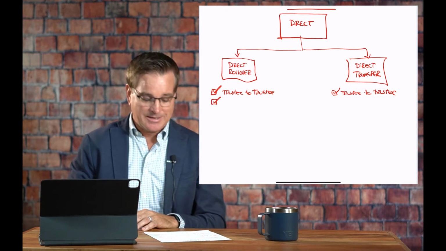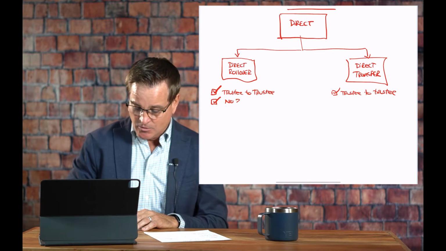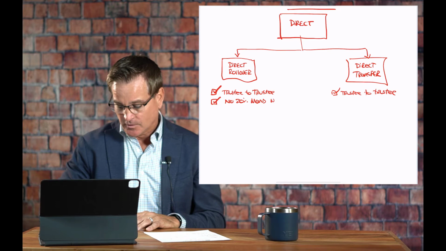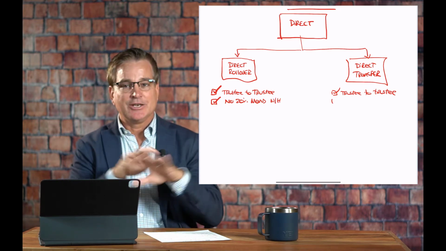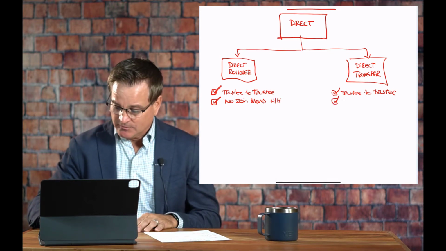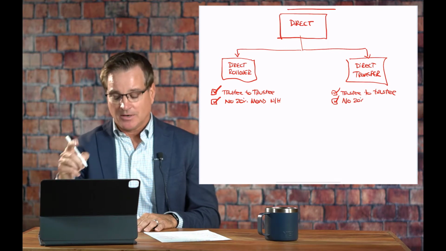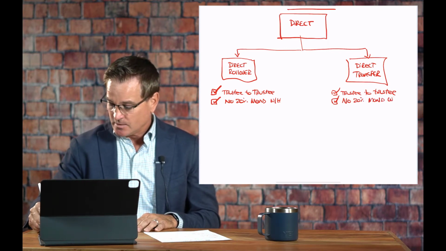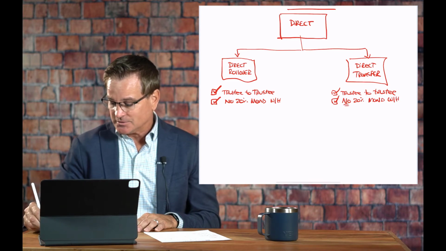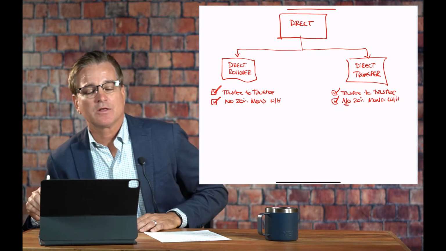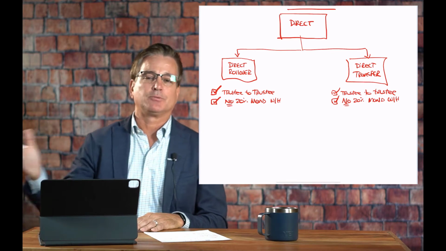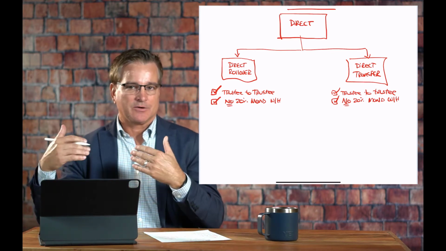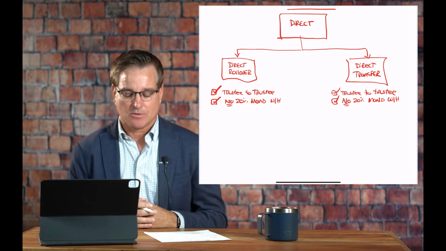Another similarity is there is no 20% mandatory withholding, okay? None in both of these methods. Now remember, again, in the indirect method we talked about last week, there was a 20% mandatory withholding when coming from an employer plan like a 401k. So keep that in mind. There is no mandatory 20% withholding.